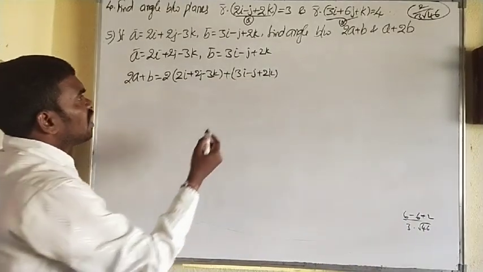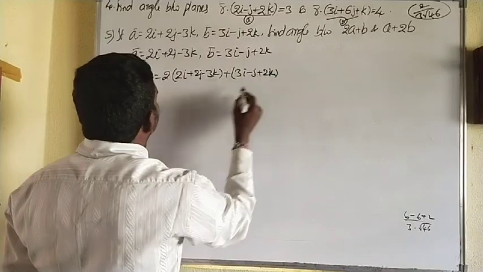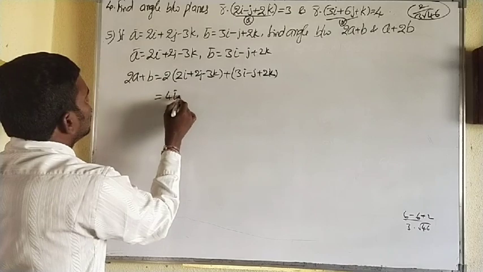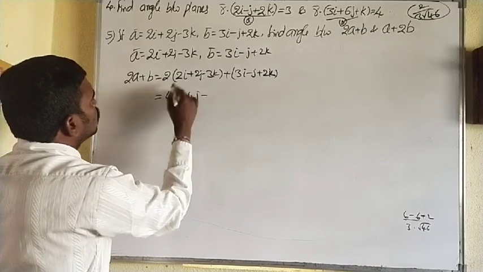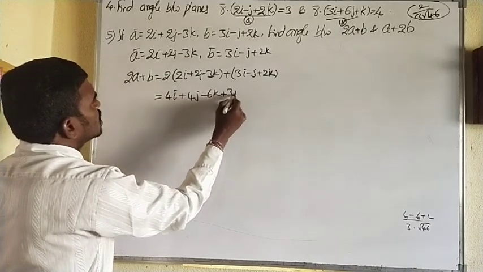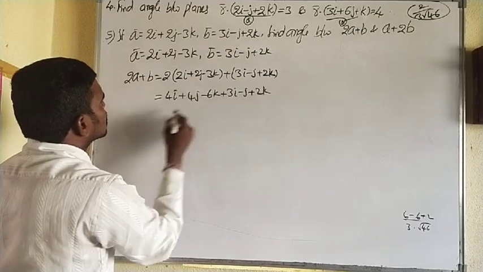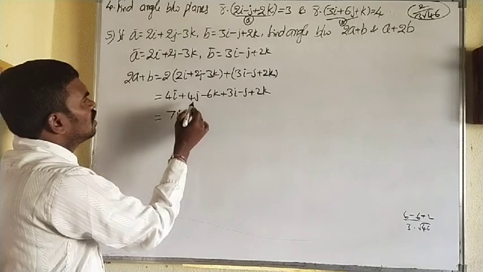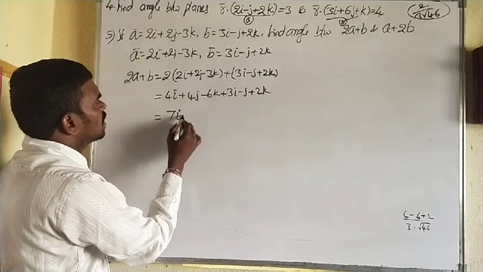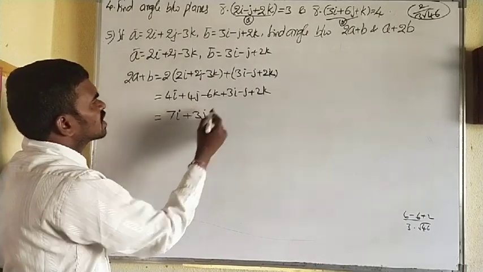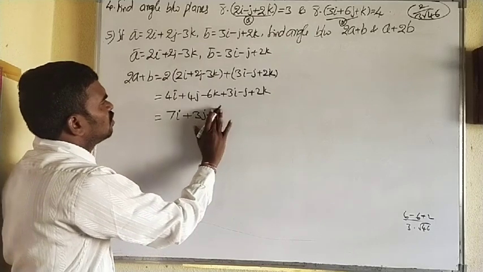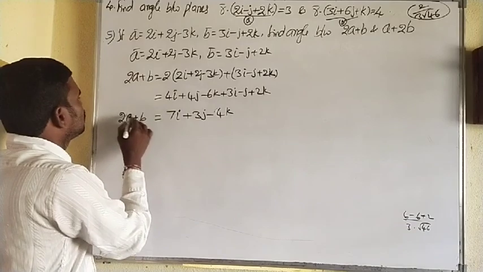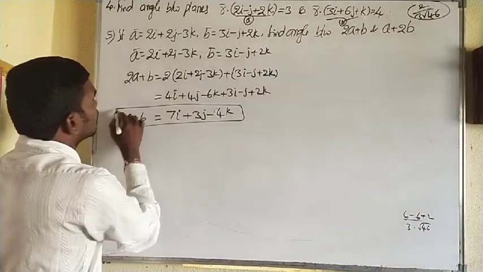Okay, simplifying this. What is it? 2 2 ja 4i, 2 2 ja 4j, 2 3 ja 6k, and plus 3i minus j plus 2k as it is. So now combine like terms. 4i and 3i becomes 7i. 4j plus minus j becomes plus 3j. Minus 6k plus 2k becomes minus 4k. So this is 2a plus b. We got it.